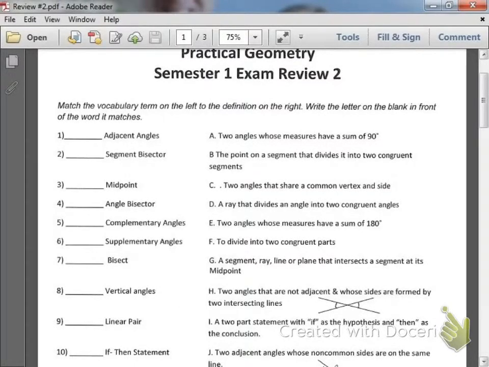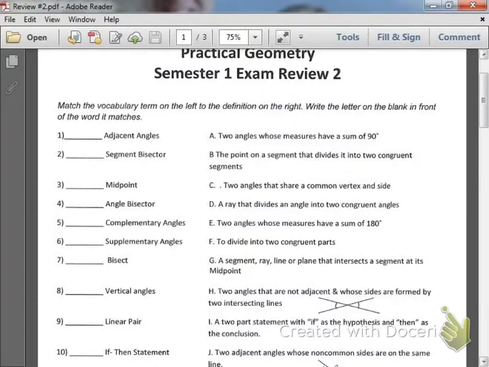Alright, so this is the semester 1 exam review number 2. It is all about chapter 2. We'll go over this and then I will tell you what I recommend you put on your note card. And then we will wrap things up for chapter 2. Tomorrow we will start looking at chapter 3. So first, let's go through the vocab.